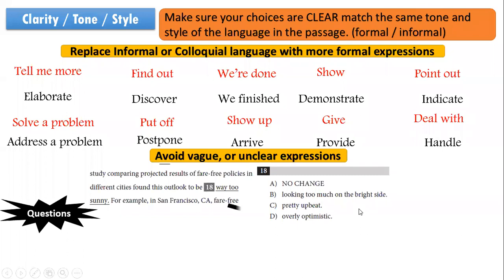All right, Shabab. The correct answer for 18 is D. Why? Those who thought it's A, when you say "way too sunny," this sounds informal. And also "pretty upbeat." C is informal as well. "Looking too much on the bright side" is also informal, but "overly optimistic" sounds like prestigious English. And this is the kind of English we look for in our exams. So that's okay if you've made a mistake in this first trial.